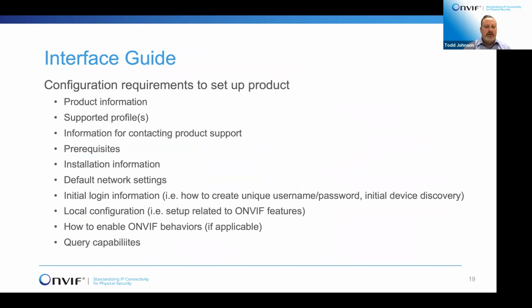So this gives you the product information, which profiles are supported, how to contact support if you're having problems, what the prerequisites are. Maybe for a client application, there are certain CPU specs you have to have. It also covers installation information, default network settings, how to get to the camera initially, how to do initial login, and how to configure the device. There may be configuration required to enable ONVIF on some devices or clients, how to enable ONVIF behaviors, and how to query capabilities to find out what the device or client is capable of.